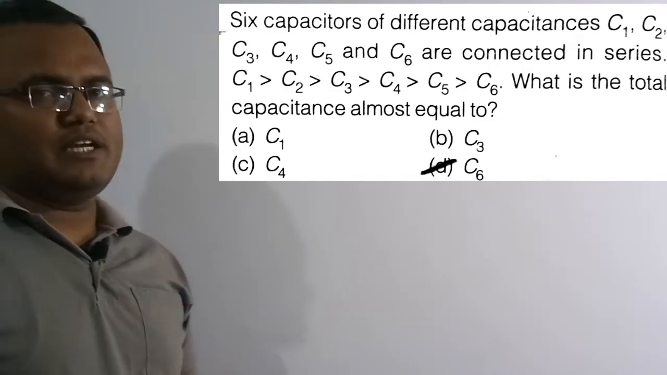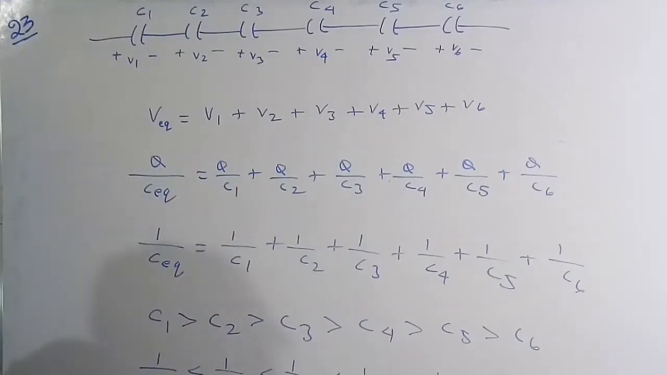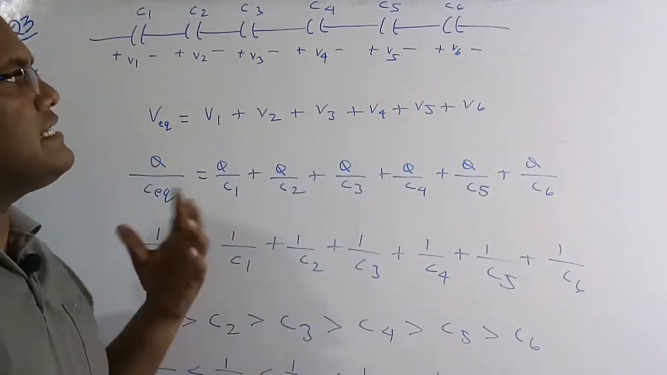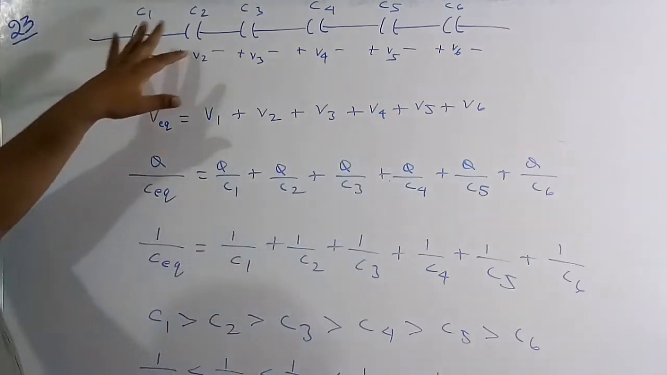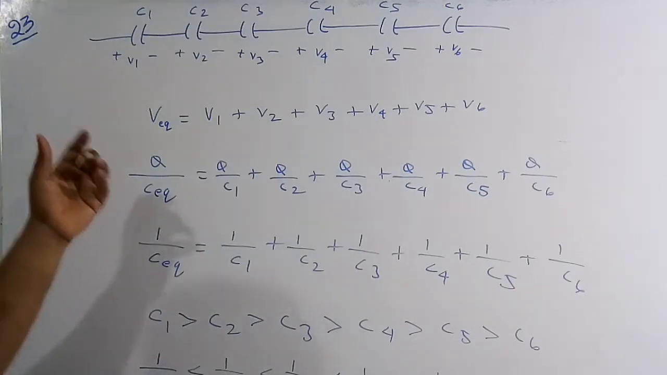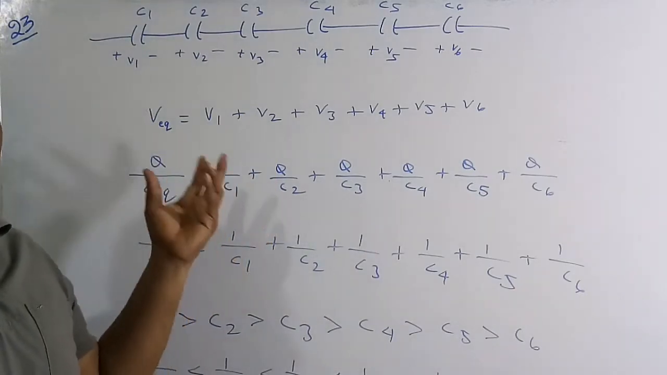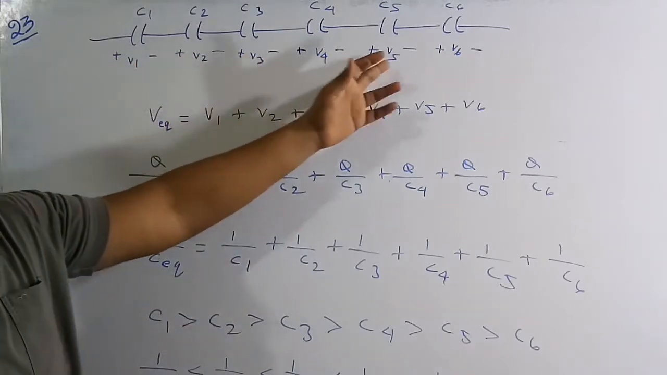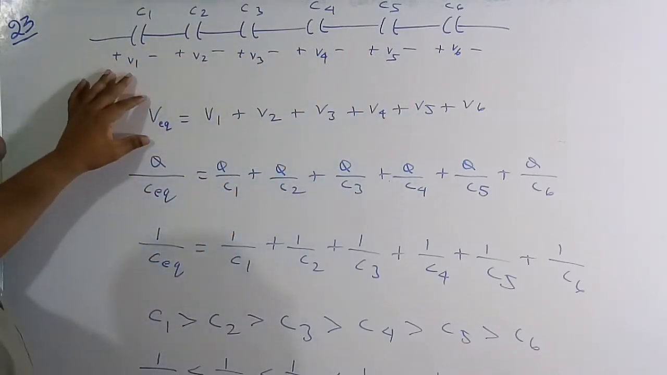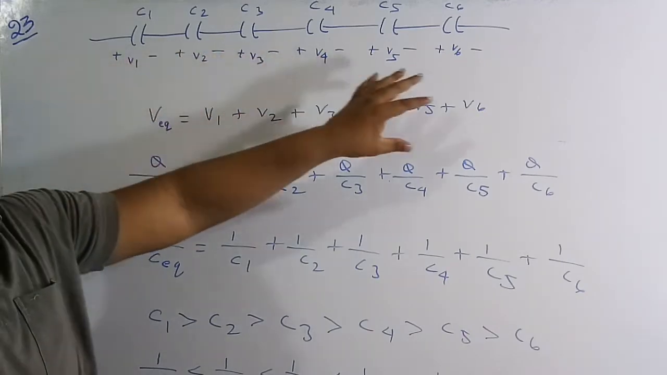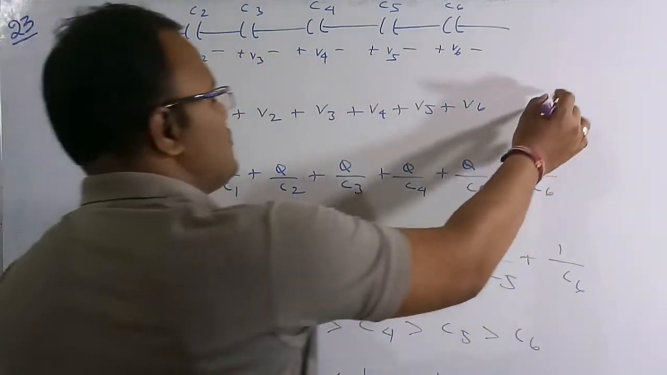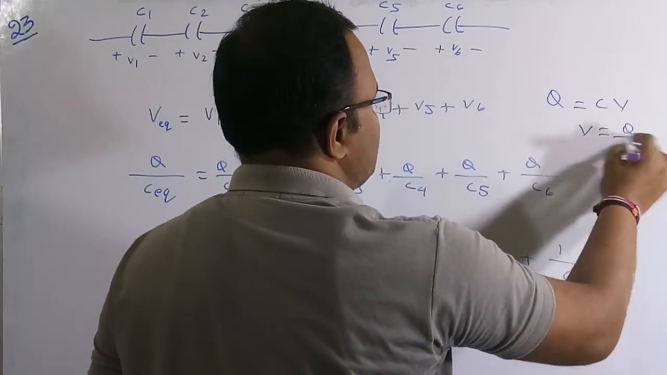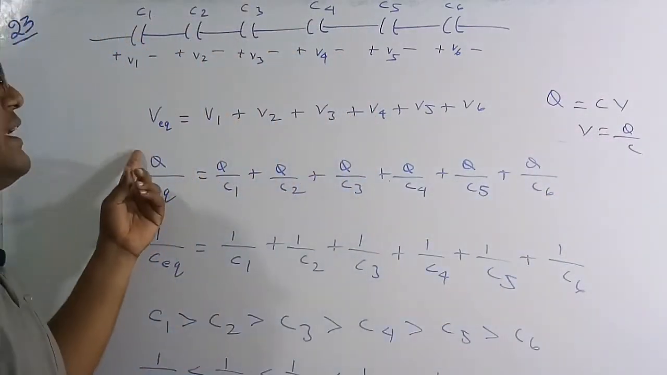So let's solve this numerical. In this question they have given six capacitors connected in series manner. As they are connected in series, the charge will be the same for each and every capacitor. Only the supply voltage is going to drop across each individual capacitor, which is V1, V2, V3, V4, V5, V6. So we can say net equivalent voltage is equal to the sum of the individual voltages, as charge Q is equal to C into V. Therefore, V is equal to Q by C.